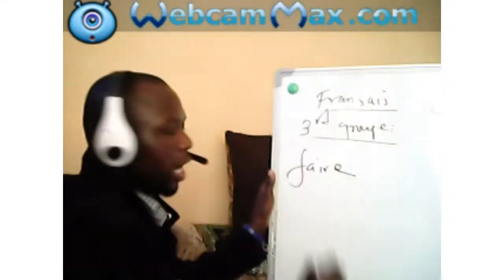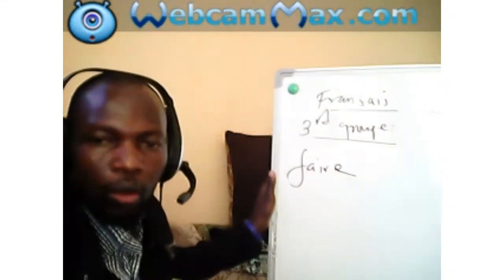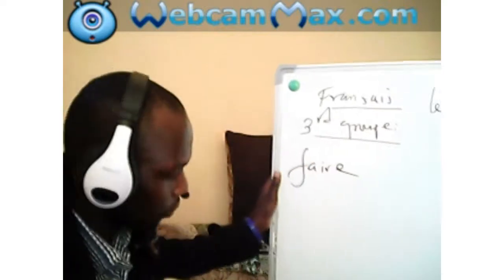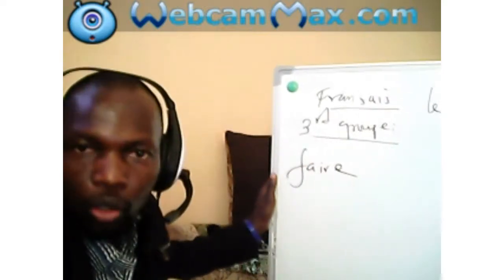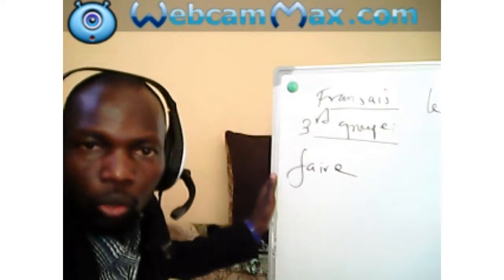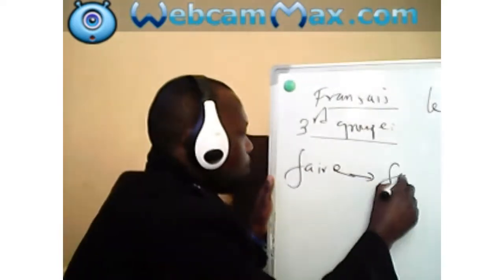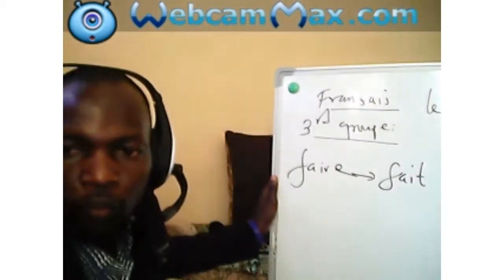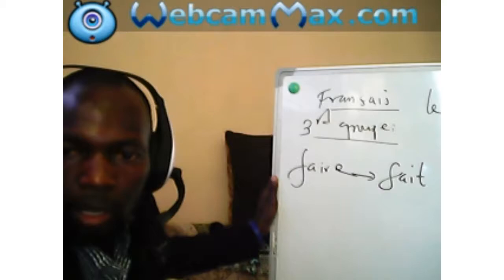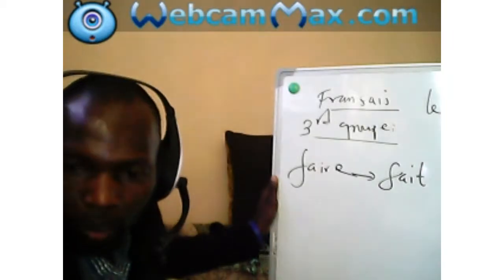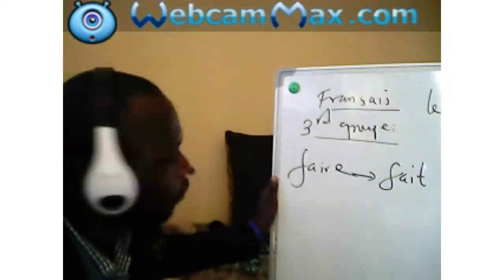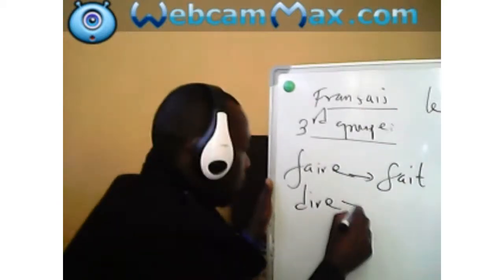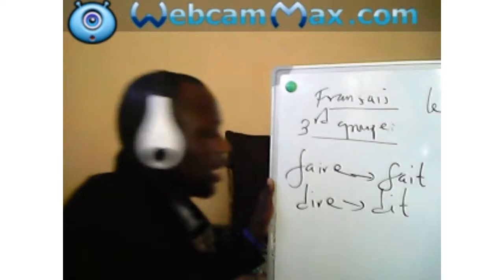Faire, to do. F-A-I-R-E. The verb faire, to do, the past participle is fait, F-A-I-T, fait. That's the past participle of that verb. The verb faire, fait. The verb dire, to say, the past participle is dit, said.